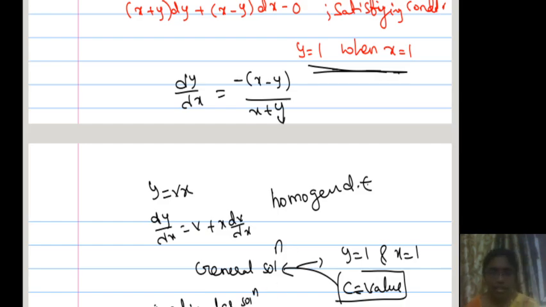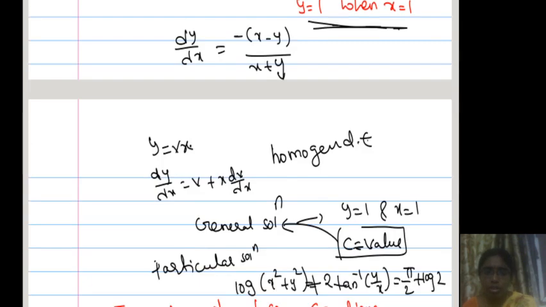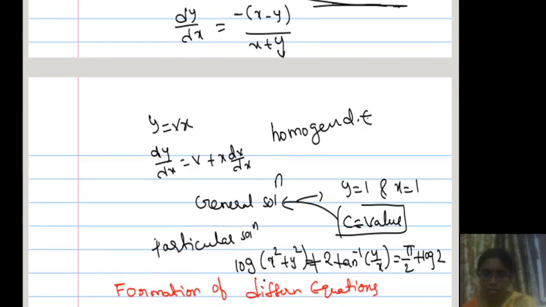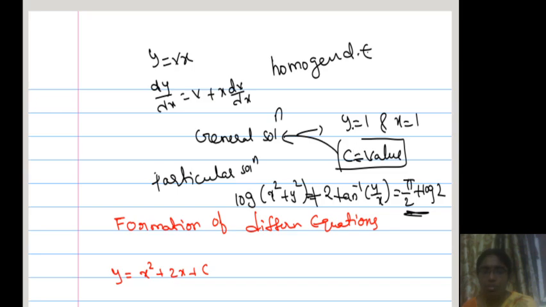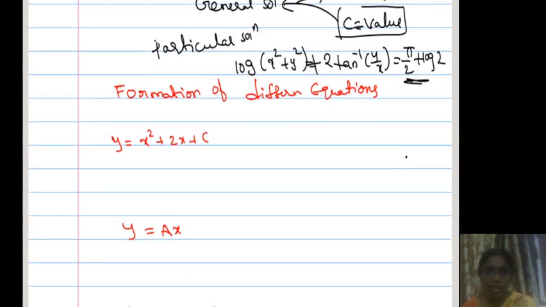What is our particular solution answer here? You will get the answer like this: log of (x squared plus y squared) plus 2 tan inverse of (y by x) is equal to 5 by 2 plus log 2. So what I am telling you is, just do all this procedure and you will get the particular solution like this. First find the general solution by the homogeneous method. After that, substituting y equal to 1 and x equal to 1, we get the c value. Substituting the c value in the general solution, we get the final solution like this. This is how to find the particular solution.